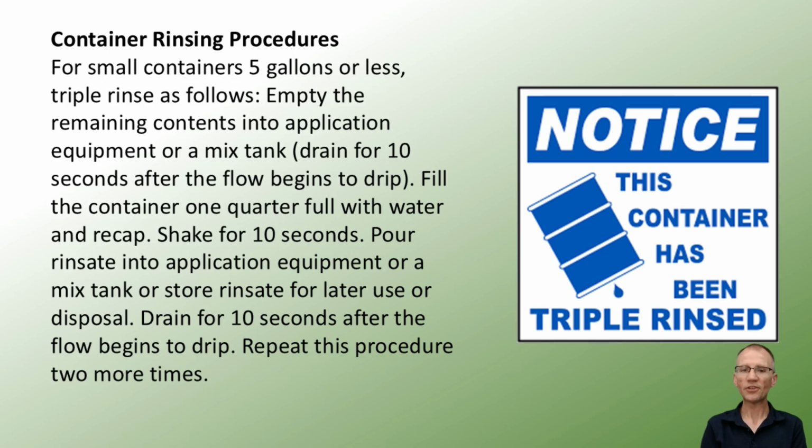Container rinsing procedures. For small containers, 5 gallons or less, triple rinse as follows. Empty the remaining contents into application equipment or a mixed tank. Drain for 10 seconds after the flow begins to drip. Fill the container 1/4 full with water and recap. Shake for 10 seconds. Pour rinsate into application equipment or a mixed tank, or store rinsate for later use or disposal. Drain for 10 seconds after the flow begins to drip. Repeat this procedure 2 more times.